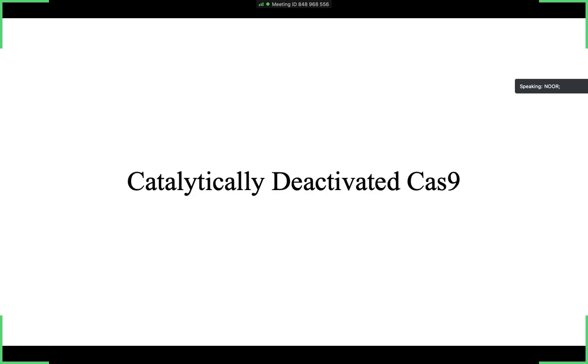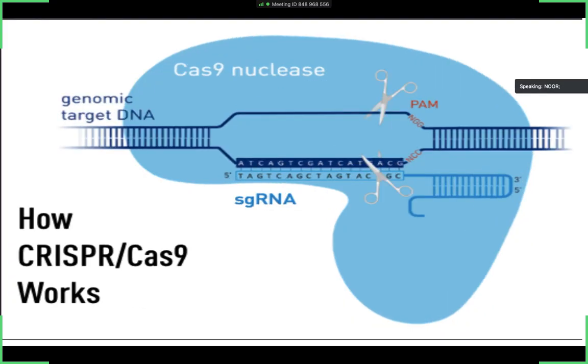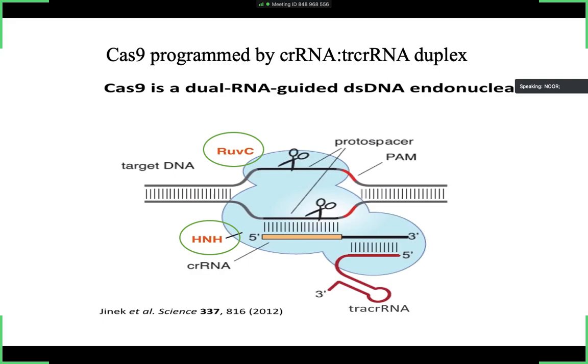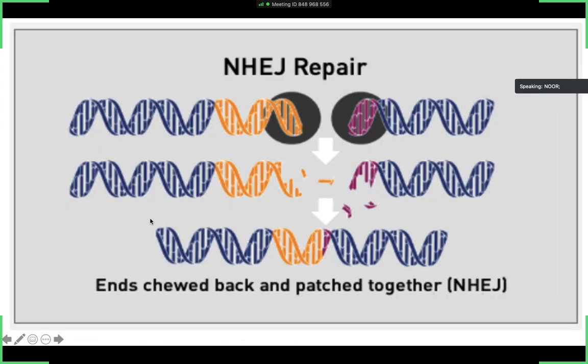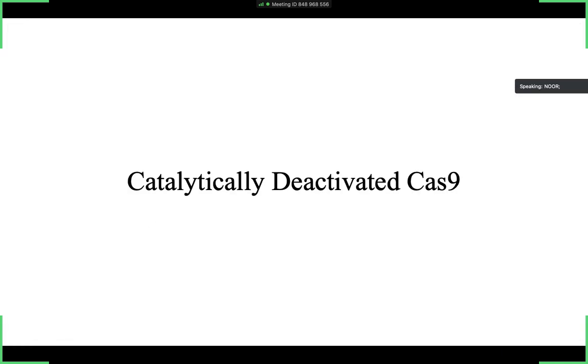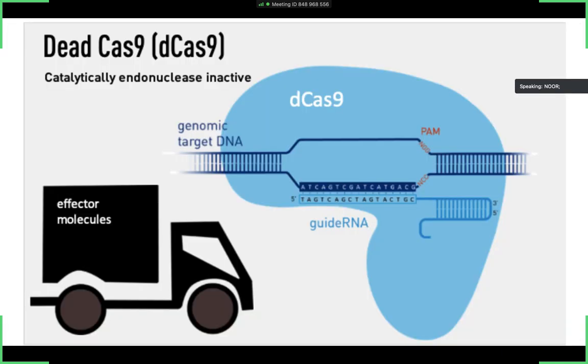Some people don't want to make a break on the DNA. They just want to overexpress or down regulate their gene. For that purpose, catalytically deactivated Cas9 was needed. As I have talked about here, this is RuvC and this HNH. These restriction domains were catalytically deactivated for this Cas9. So now this is called catalytically deactivated Cas9, or dCas9.